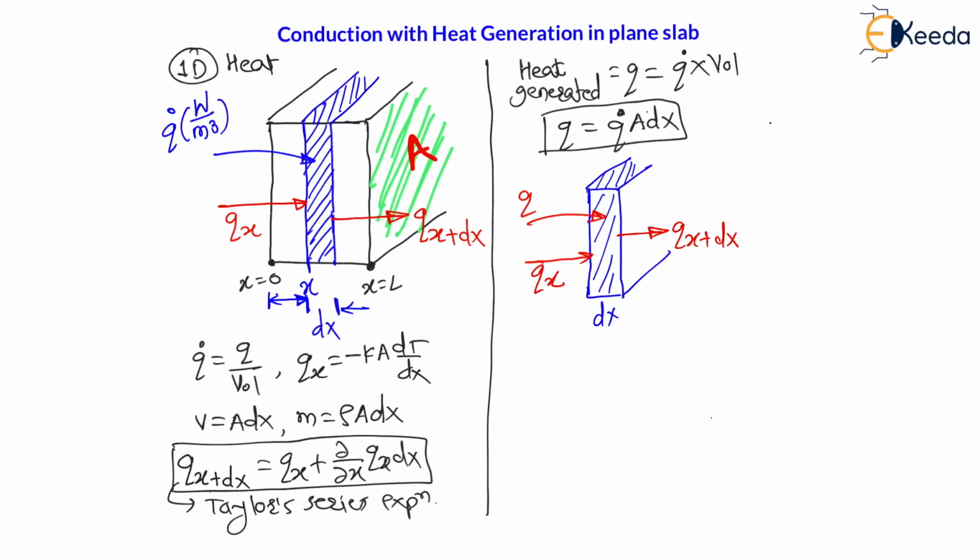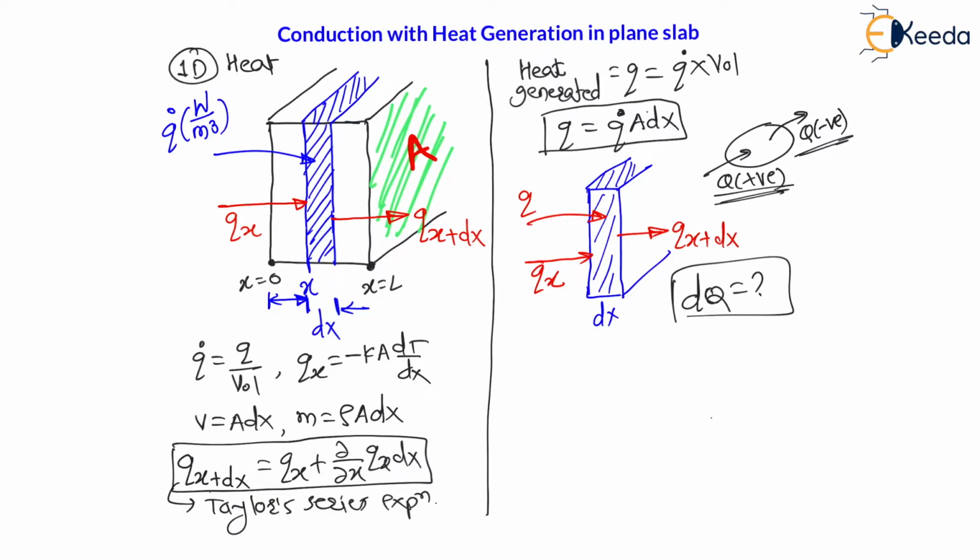Therefore, whenever heat is going into the system, it is positive heat, and whenever heat is rejected from the system, it is negative heat. This is a sign convention for heat from thermodynamics. So my dear students, what is the net heat transfer in this case? Let us calculate.